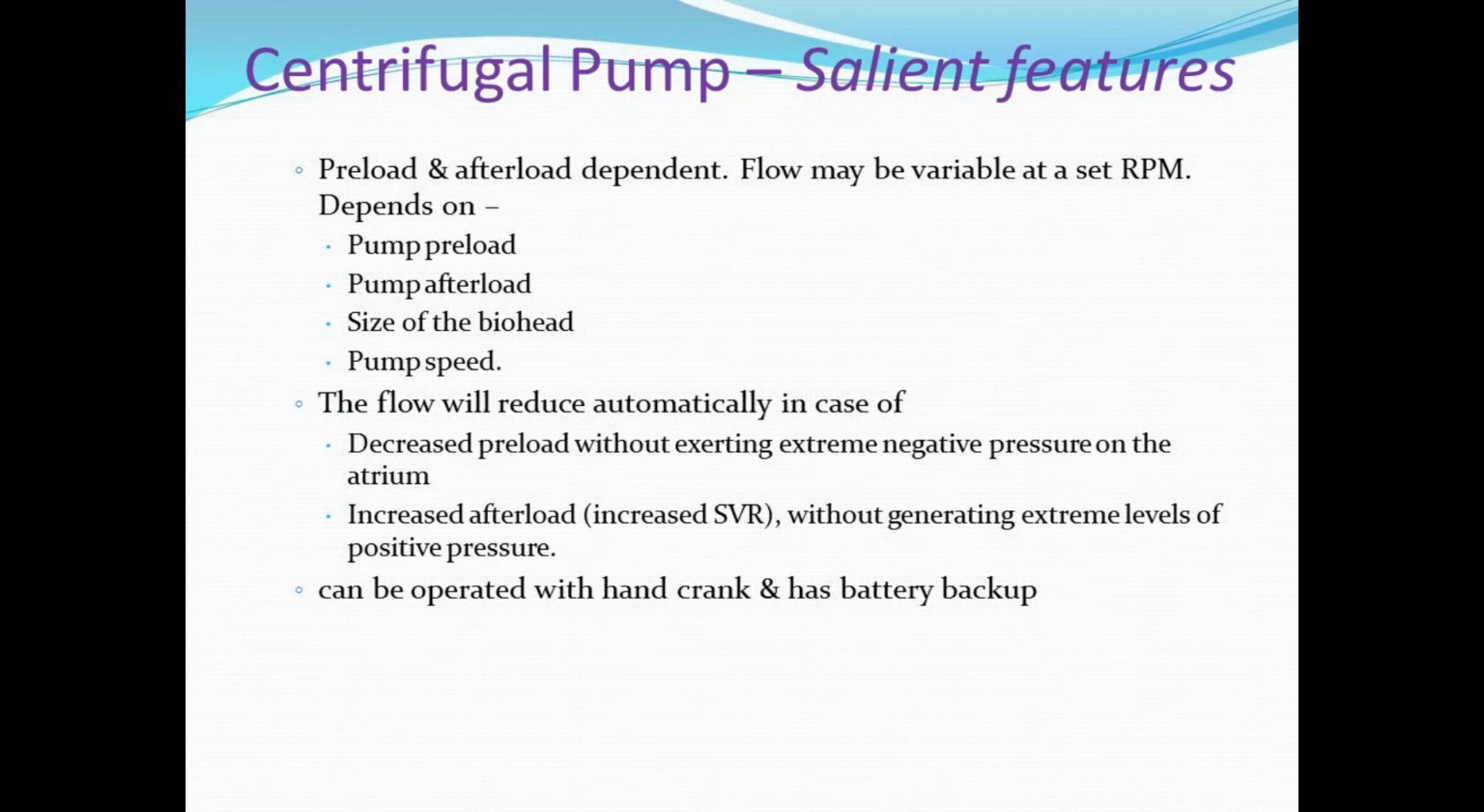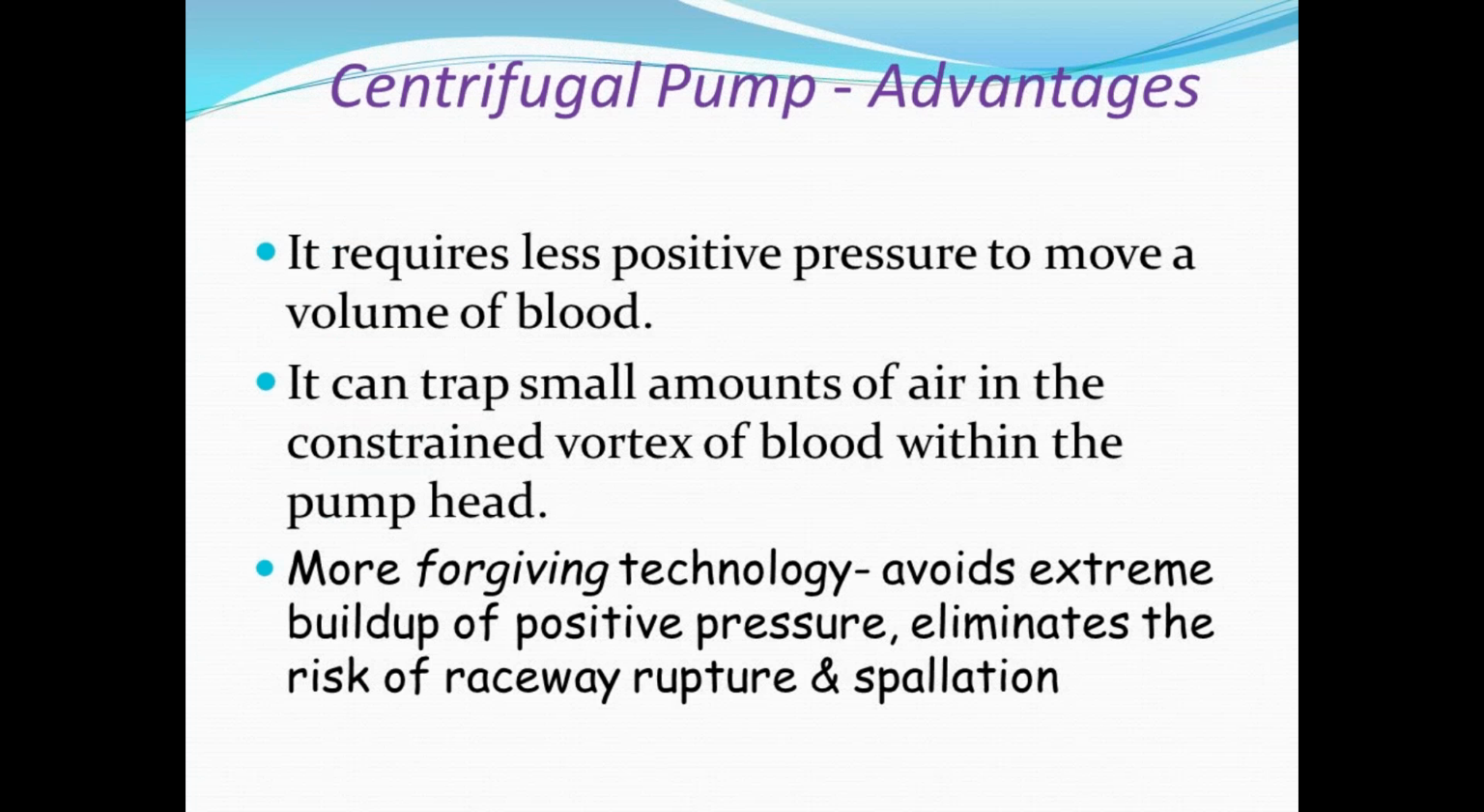It has got a hand crank and a battery backup also. So the advantage is it requires less positive pressure. It sucks the blood in a confined vortex. So it traps a small amount of air also, so the chance of air embolism decreases. And it avoids the extreme buildup of pressure so that the tube can rupture. So tube rupture is almost never seen with a centrifugal pump.